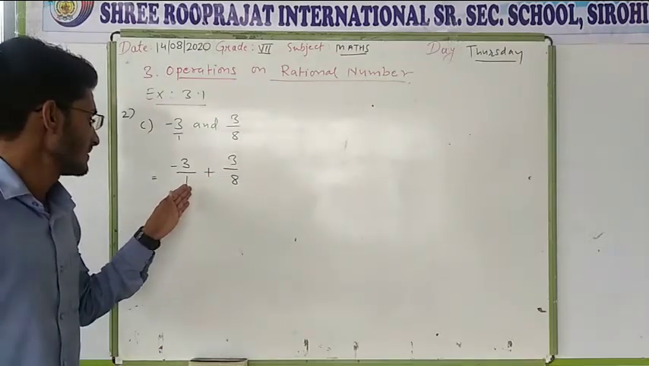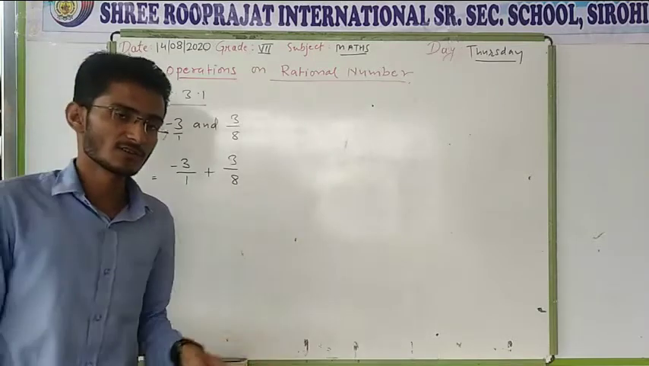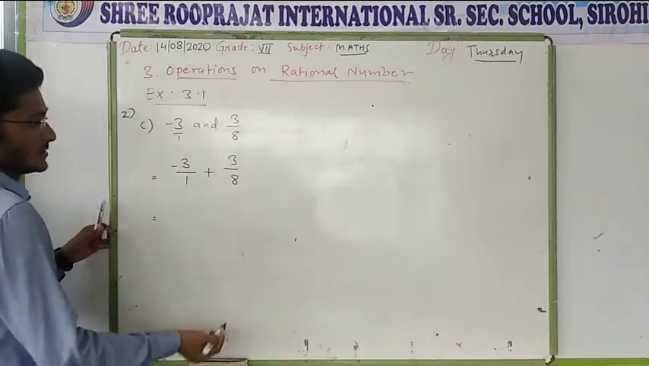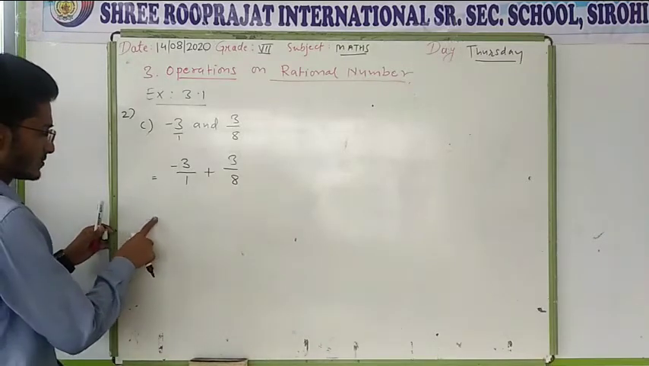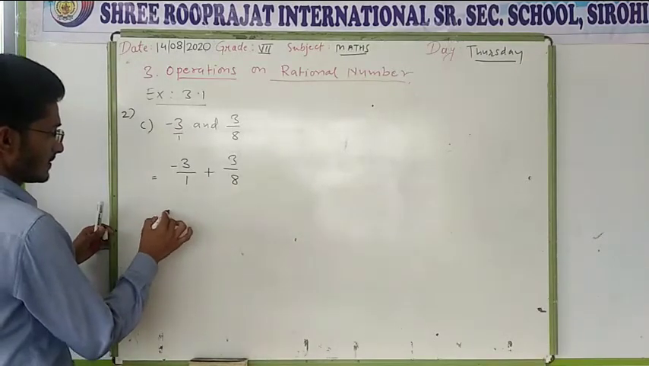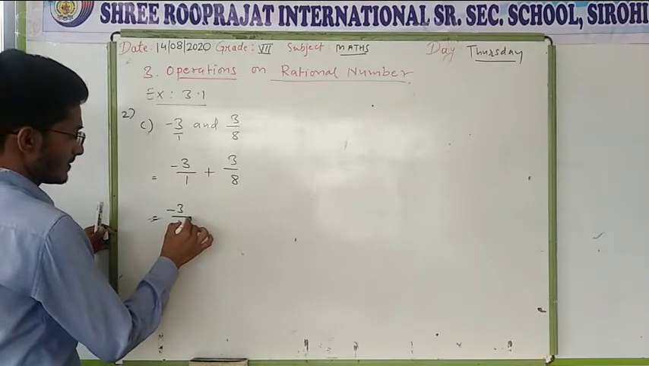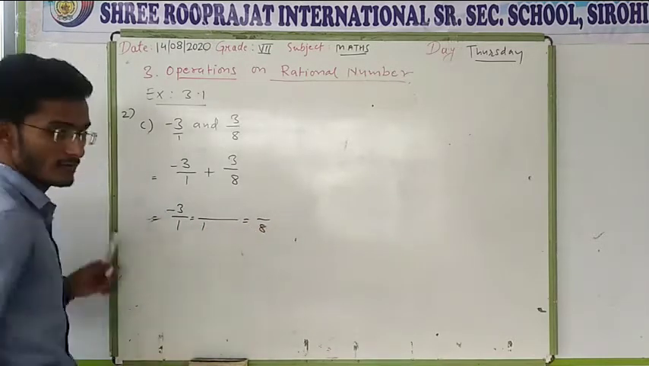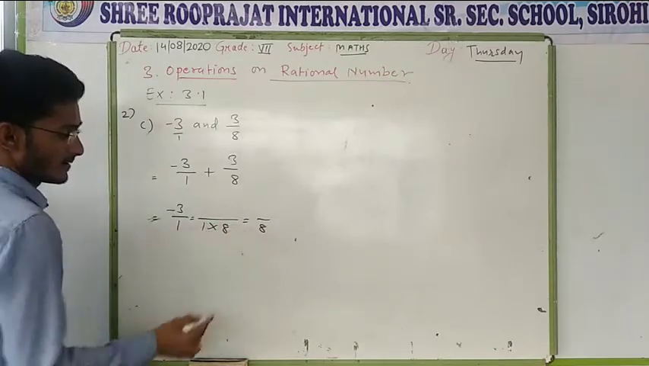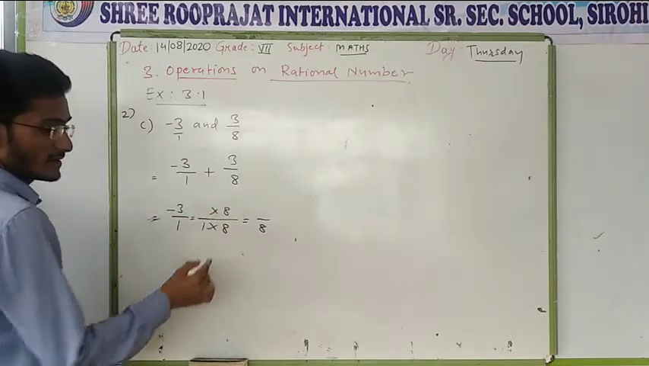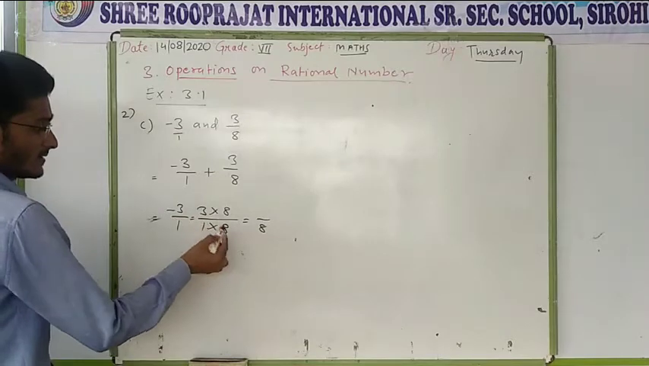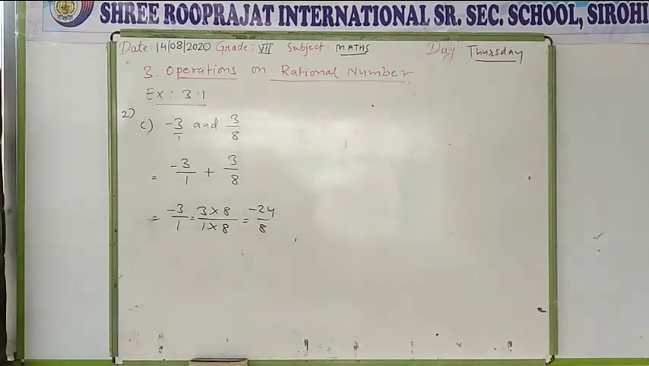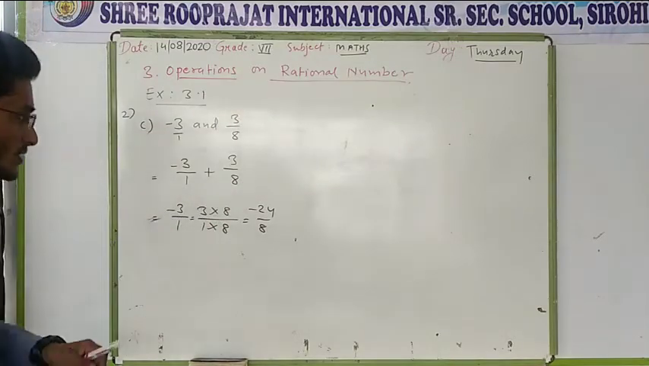You can see the denominators are not the same. So first of all, you have to make both the denominators equal. So the LCM of 1 and 8 is 8. So you have to change it first. Minus 3 by 1, and you have to change 1 to 8. So what we have to do? You have to multiply with 8. So the same, you have to multiply the numerator with 8. So here you get 3 eights are 24. So minus 24 by 8, and 8 is already given, so no need to change.